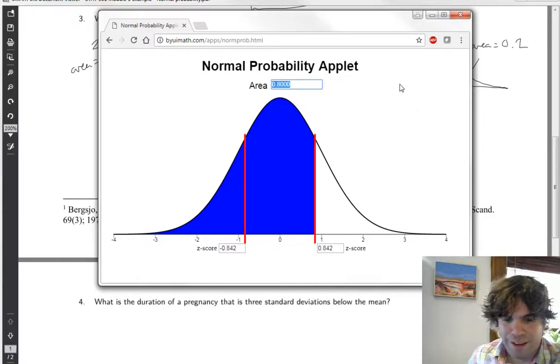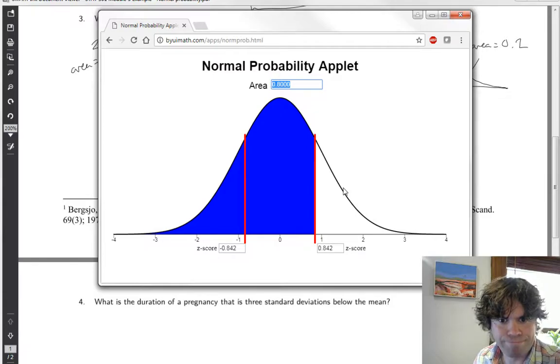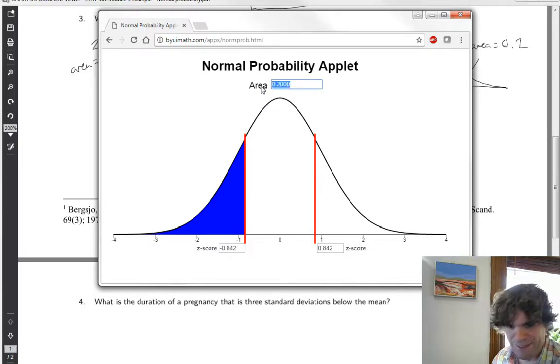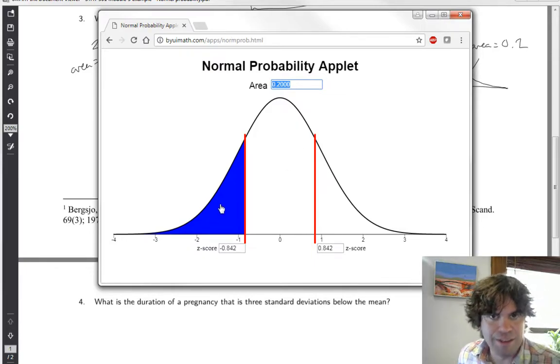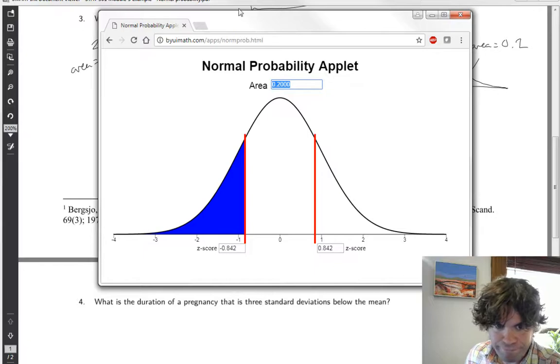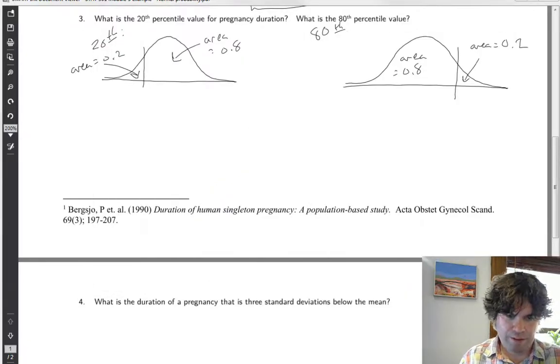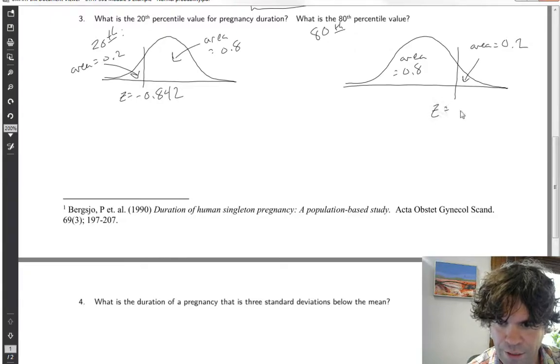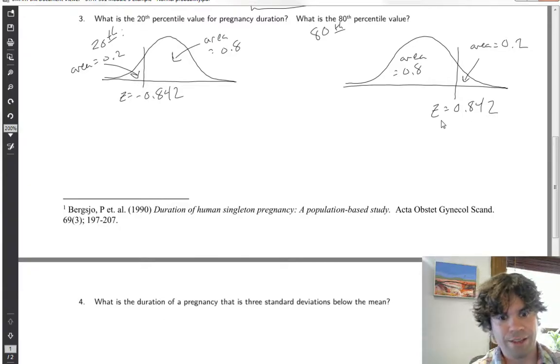So what's going on here is that this z distribution is symmetrical around 0. So if I have 20% down here, it changed it to 0.1999. If I have 20% down here to the left of negative 0.842, that also implies I'm going to have 20% to the right of positive 0.842. So z equals negative 0.842, and over here we have z equals positive 0.842, and now I've got to convert that to a pregnancy length.